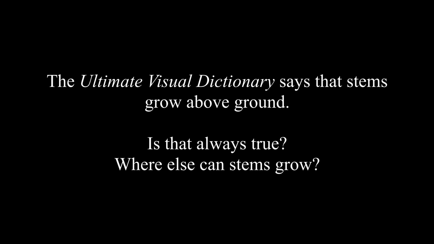The Ultimate Visual Dictionary says that stems grow above ground, but is that always true? Where else can stems grow? Last time when we were looking at roots, we thought about bulbs, and we know that there are contractile roots on bulbs so that they're not always there. So if you have a bulb and you plant it in the ground, what are you actually planting? You must be planting something other than the roots, right? Turns out that you are. We'll look at that more in the stems lesson, but stems can definitely be underground.